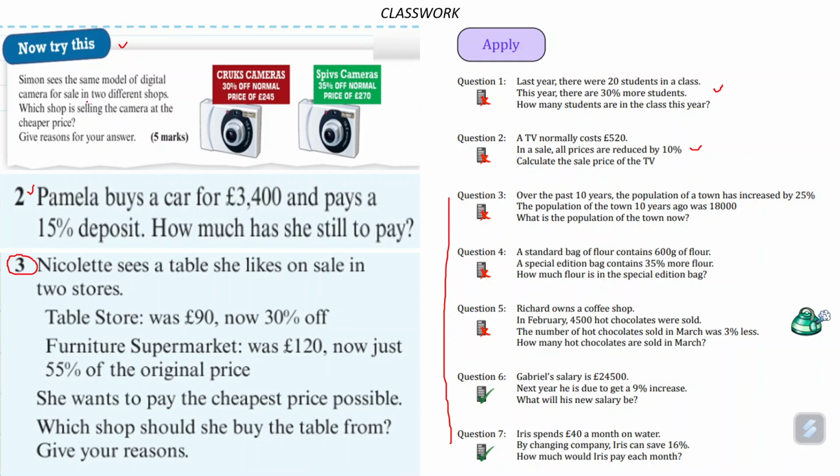So let's start with this first one. The first question says, Simeon sees the same model of digital camera for sale in two different shops. Which shop is selling the camera at the cheaper price? Give reason for your answer. So let me create space to solve this. Let's start with Cross Camera and Spice Camera. Okay, let me try out this here. Let me solve it here.